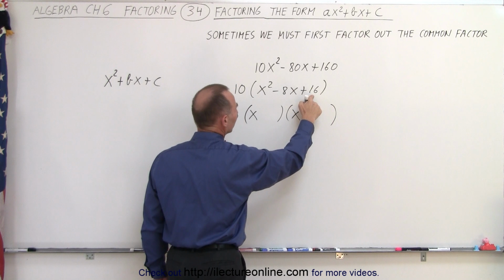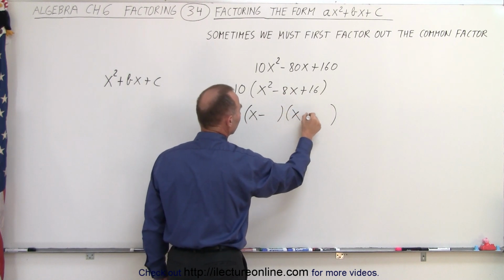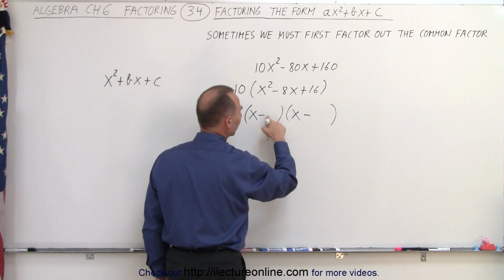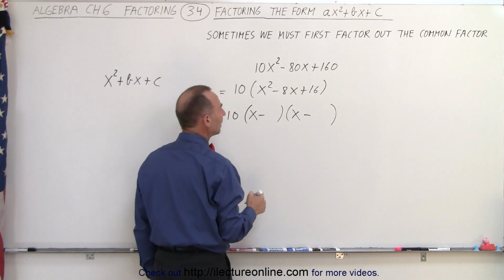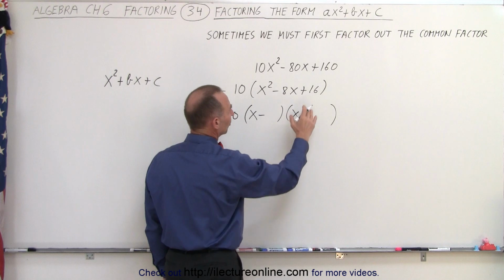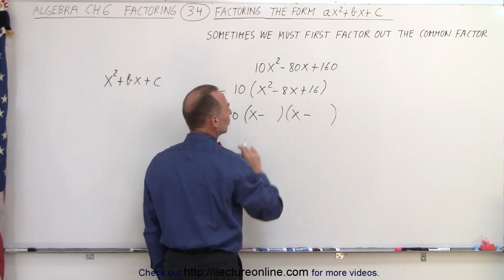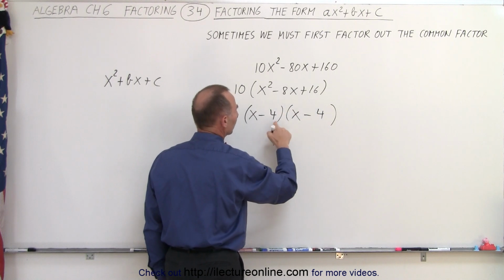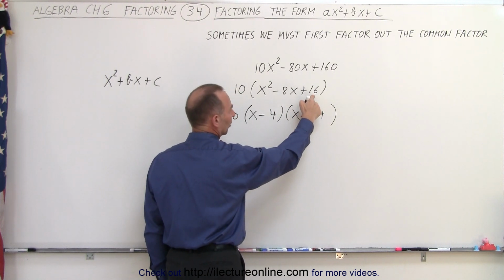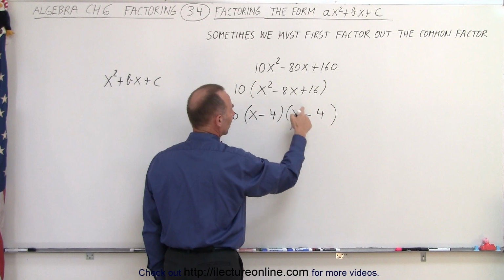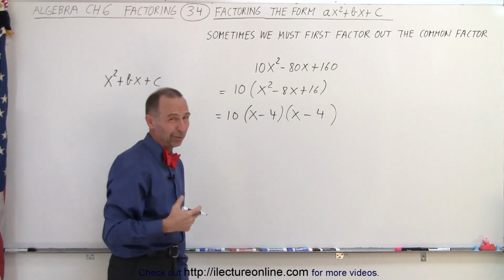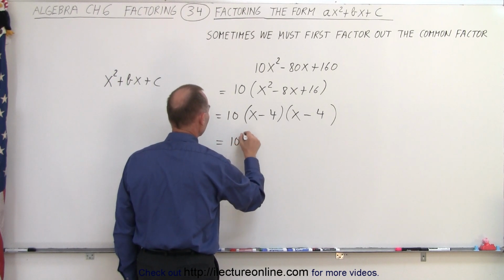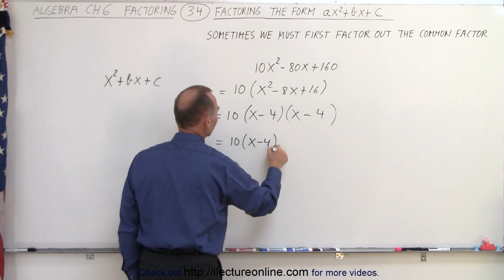Since this is positive and this is negative, that means they're both negative, because two negatives multiplied together give me a positive, and two negatives added together give me a negative. And then we're looking for two numbers that, when you multiply, you get 16, and when you add them, you get 8. That means that 4 and 4 will work. Minus 4 times minus 4 is plus 16, and minus 4 plus minus 4 is minus 8. In other words, it was actually a perfect square. Now we can combine that, and this becomes 10 times the quantity x minus 4 squared.